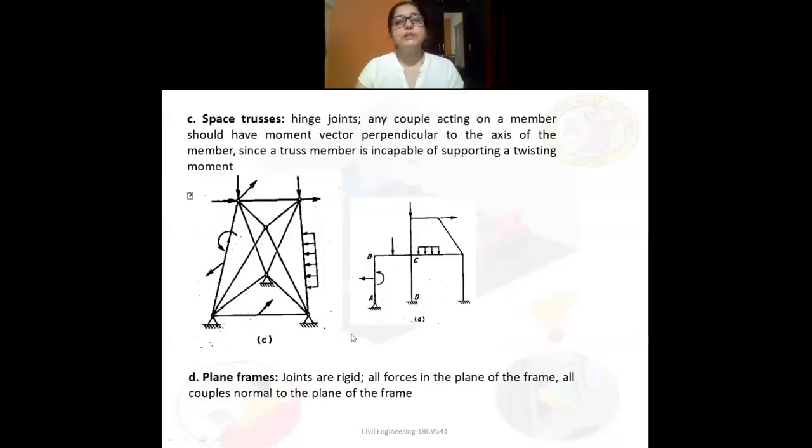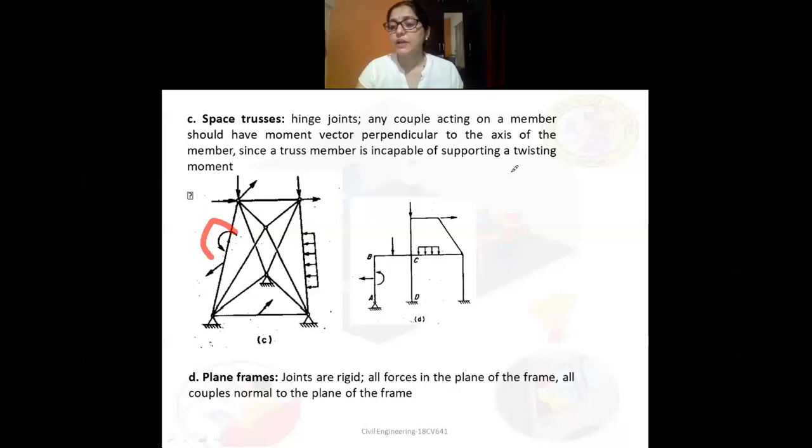Next, in case of space trusses, here also you can see the hinge joints. Any couple acting on a member should have a moment vector perpendicular to the axis of the member. So if there is a couple like this, you can see there is a couple here. Any couple acting on a member should have a moment vector, and it should be perpendicular to the axis of the member, since a truss member is incapable of supporting a twisting moment.